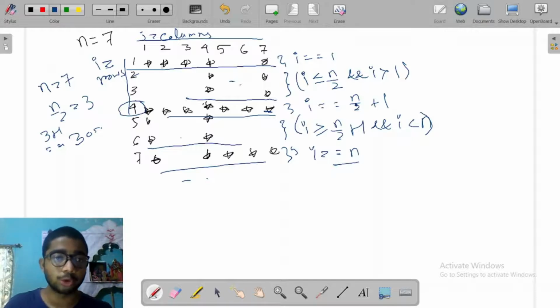Now see how we are going to print the stars. For printing the stars, we are going to take help from J.